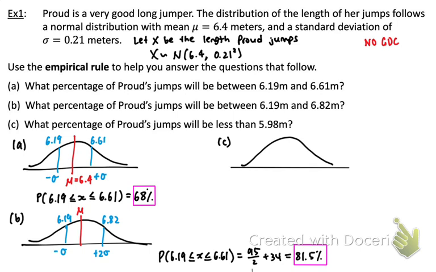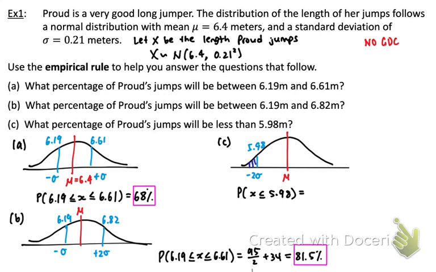And finally, for C, what percentage of Proud's jumps will be less than 5.98 meters? Again, sketch the curve. Here's the mean. Two standard deviations below the mean gets me 5.98. I want to know the percentage that is below 5.98. So imagine me shading this region right here. What does that represent?